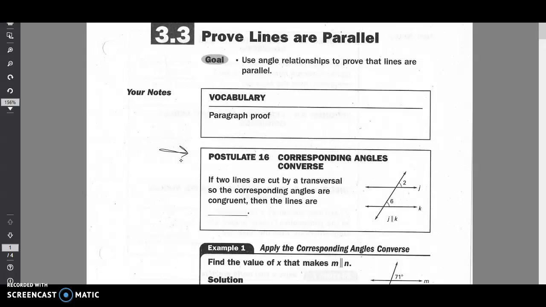If you think back to when we learned about a conditional statement, an if-then statement, and then we learned how to write the converse, contrapositive, and inverse. The converse was when we switched the hypothesis and conclusion. So this postulate is telling us that the converse of the original postulate is true. The original was: if two lines are parallel, then the corresponding angles cut by a transversal are congruent. So if you have two lines cut by a transversal and the corresponding angles are congruent, then the two lines are parallel. Take a minute and write that down, including the figure over here.